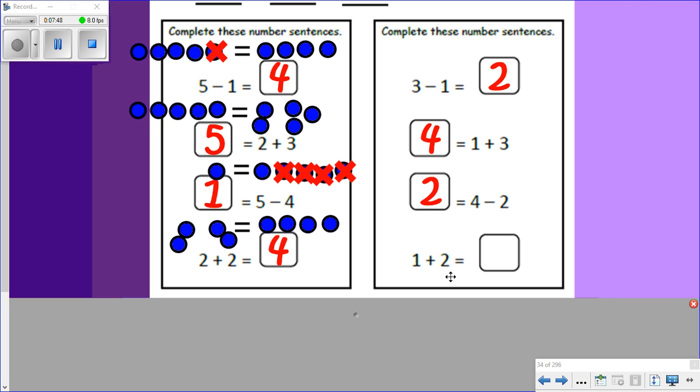All righty, last one. 1 plus 2 equals, I bet you knew that one right away. If not, put 1 finger up, and then on the other hand, 2 fingers. Now move them together and count them in a line. 3. Nice work.